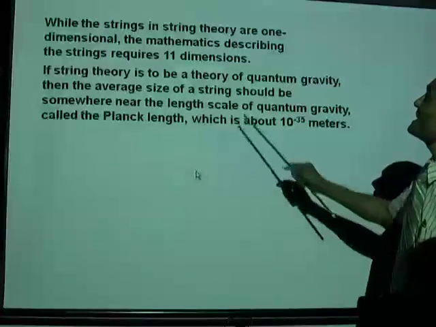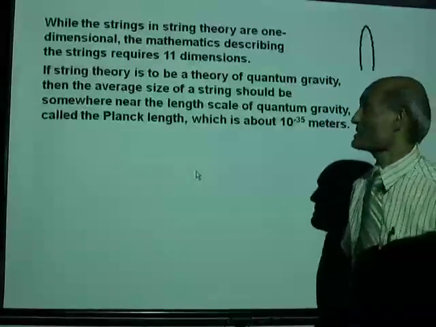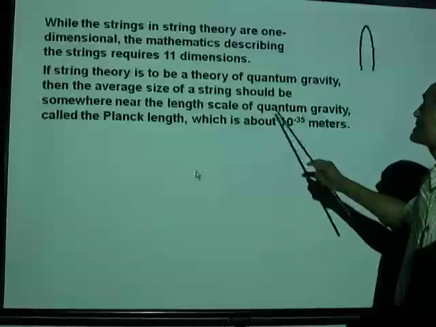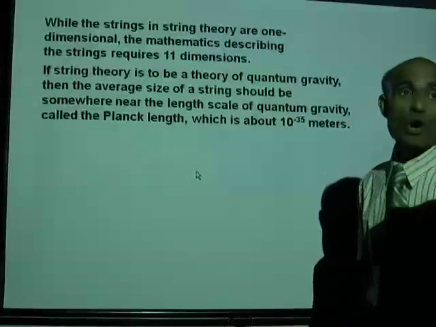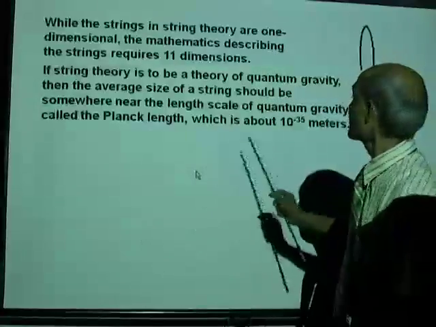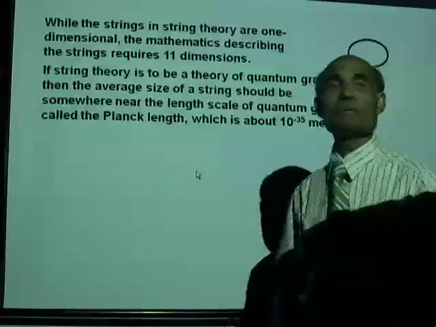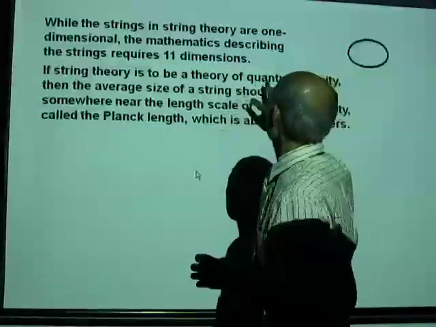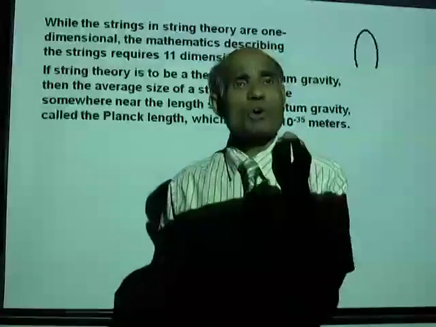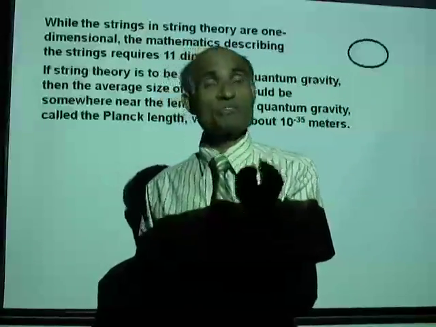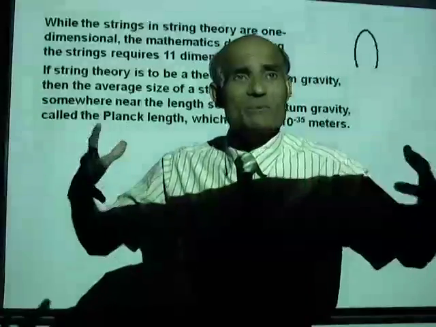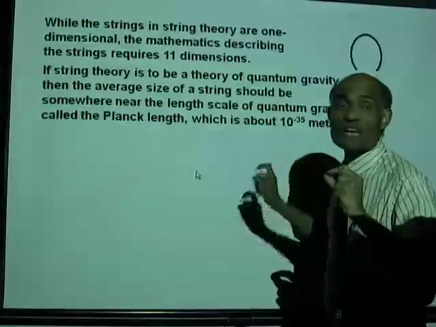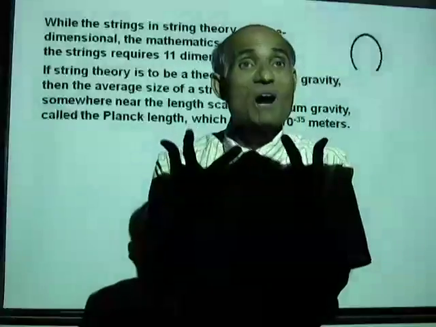So if string theory is to be a theory of quantum gravity, then the average size of a string should be somewhere near the length scale of quantum gravity, called the Planck length. The Planck length is 10 to the negative 35 meters. So, according to the quantum gravity theory, these strings that describe the fundamental building blocks of all matter cannot be greater than this 10 to the power of negative 35. Now, how big is it?